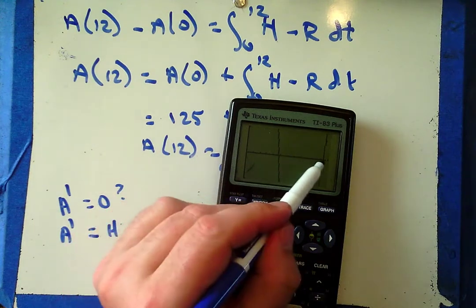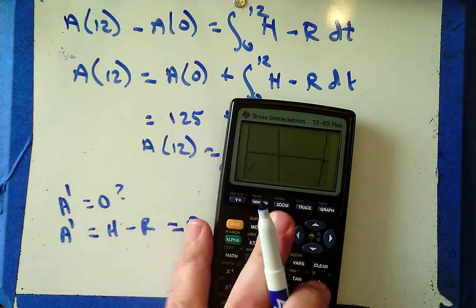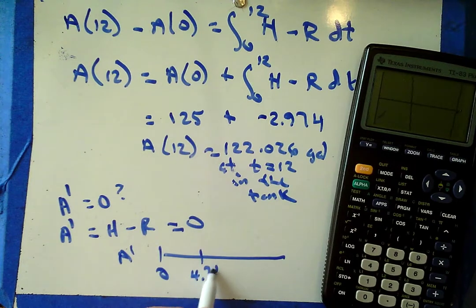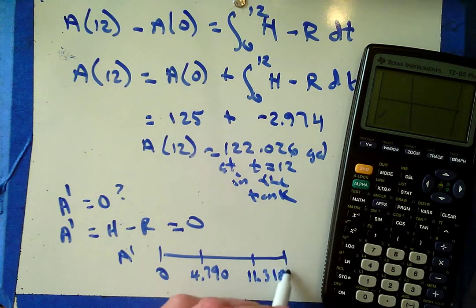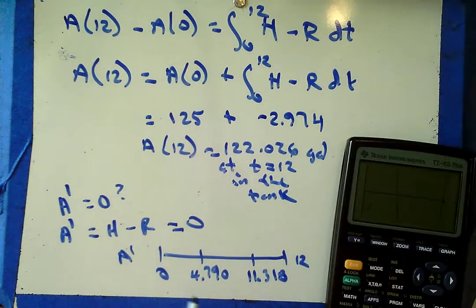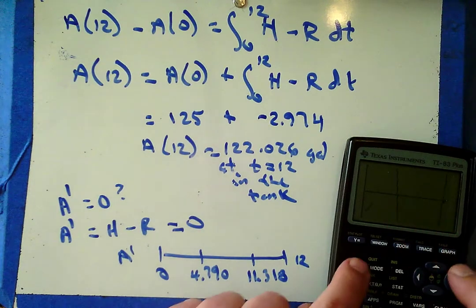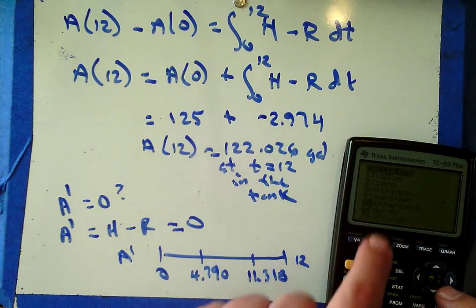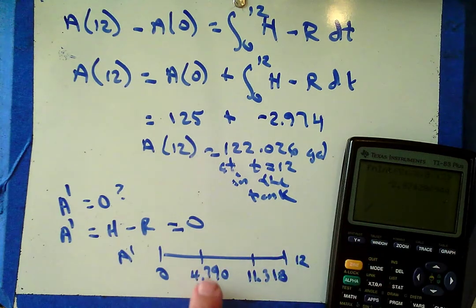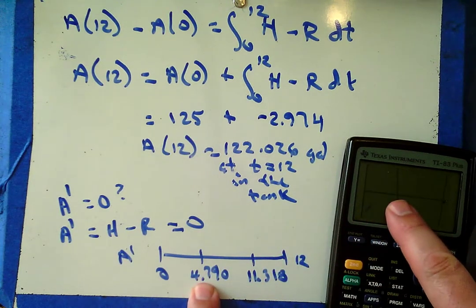I can see that h minus r is equal to 0 at two different places, and those places turn out to be A prime 0, 4.790, and 11.318, and don't forget the endpoints. So how did I find that? I did second calculate, 0 to find that point there on my graph.